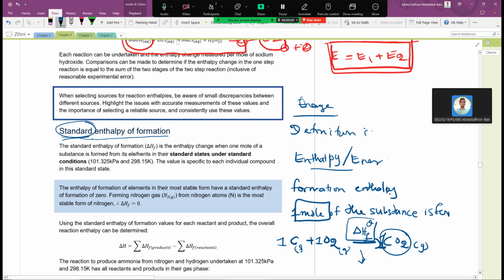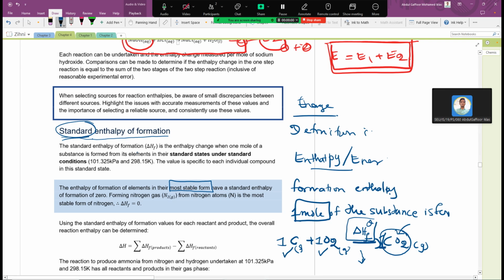The enthalpy of formation of elements in their most stable form. Why do we say most stable form? Because carbon dioxide can exist in solid state also, but naturally it will occur in gaseous state, right? So it will be formed in the most stable form. Okay, now here you see, for carbon dioxide, we require carbon and oxygen from its naturally occurring stable form, right?